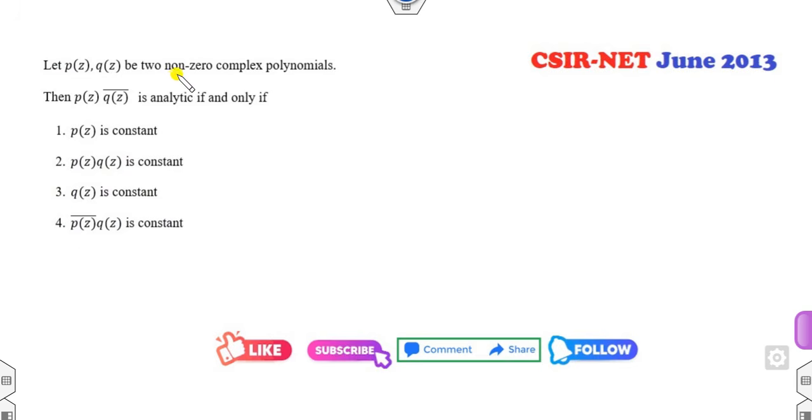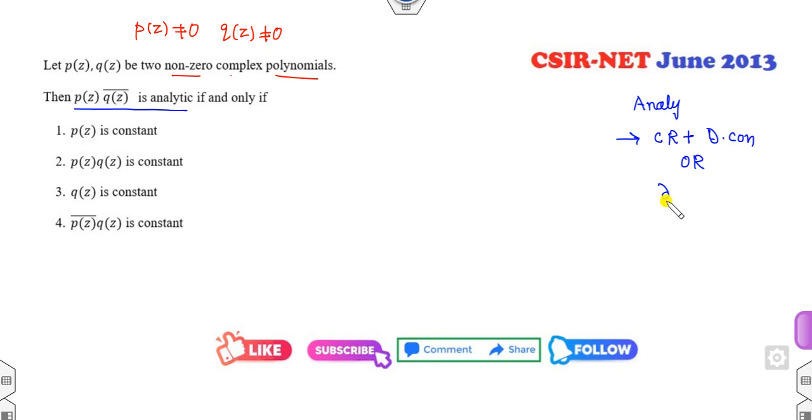Okay, are the two non-zero? That means P of z is non-zero, Q of z is non-zero, and they are polynomials. Then this is analytic. Remember, how can you check for analytic? Firstly, the CR equations are satisfied and their derivatives are continuous, or if you prove that this part is 0, then the function is analytic. Then firstly, if and only if P of z is constant. Firstly, you can see P is constant.